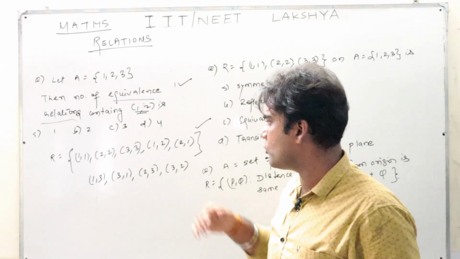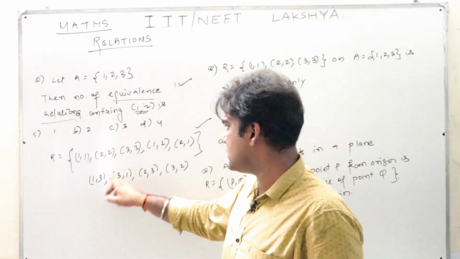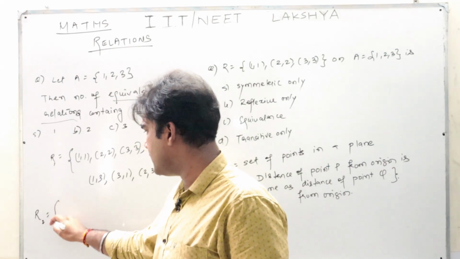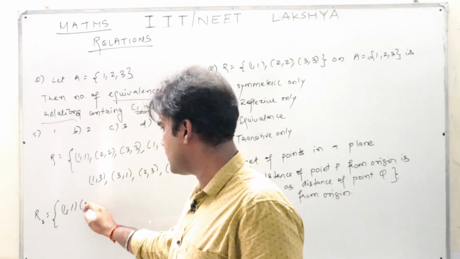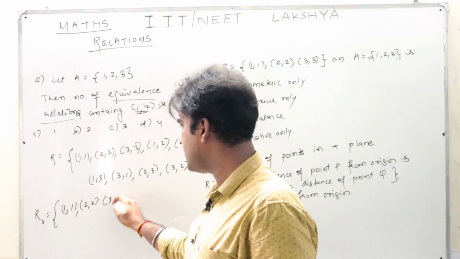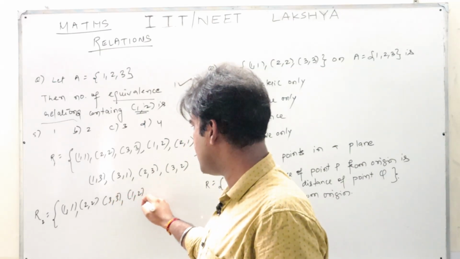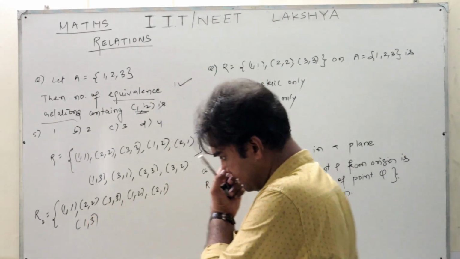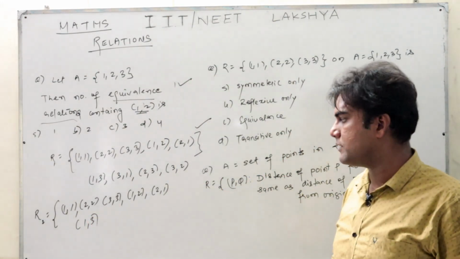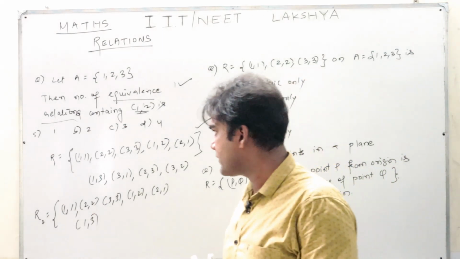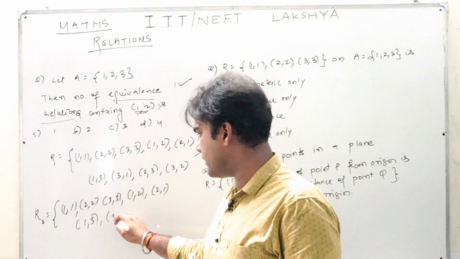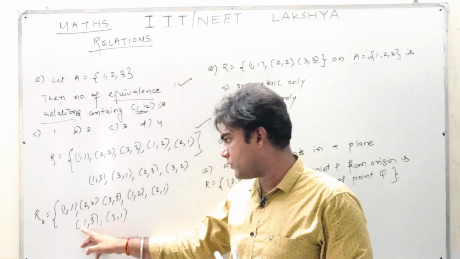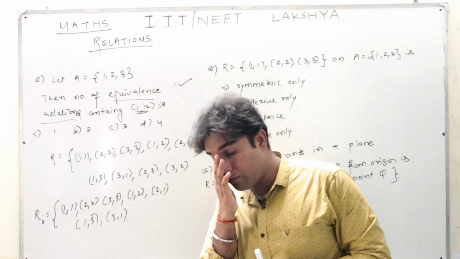Now let us try to create one more. I am adding (1,3). Let me say this is R1 and this is R2, and in it let me add (1,3). So (1,1) is there, (2,2) is there, (3,3) is there, (1,2) is there, (2,1) is there. Now I am adding (1,3). But the moment I add (1,3), it loses its symmetry. So I have to add (3,1), so that it is symmetric.